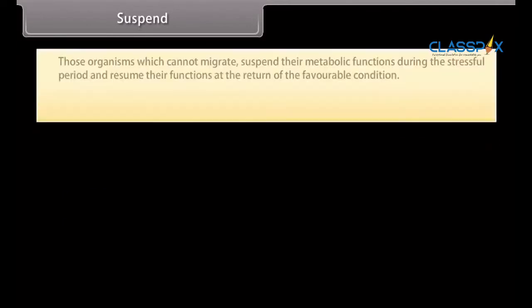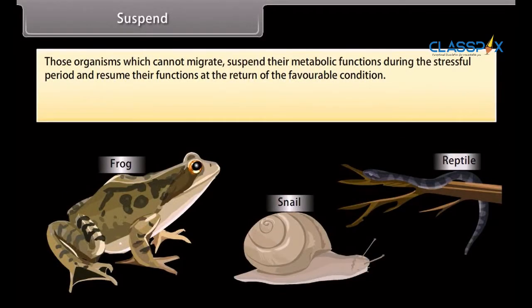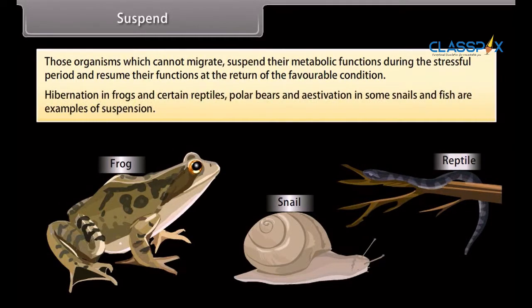Suspend. Those organisms which cannot migrate suspend their metabolic functions during the stressful period and resume their functions at the return of favorable conditions. Hibernation in frogs and certain reptiles, polar bears, and aestivation in some snails and fish are examples of suspension.